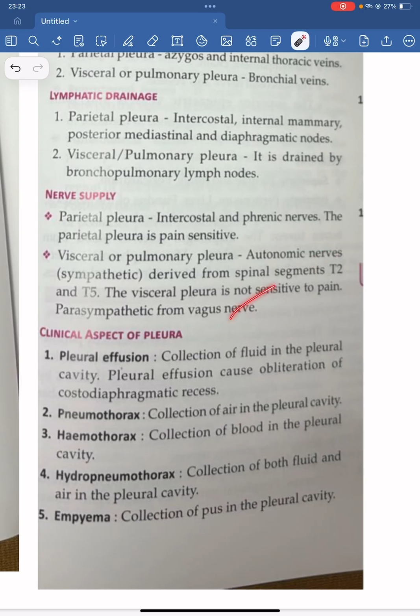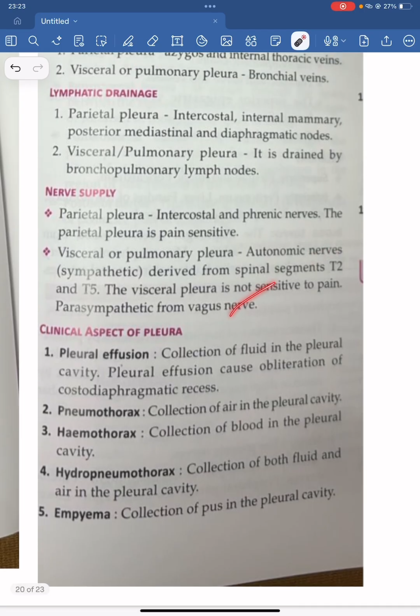Main thing, the clinical aspects: pleural effusion, pneumothorax, hemothorax, hydrothorax, empyema. Pleural effusion means a collection of fluid in the pleural cavity. Pneumothorax means air in the pleural cavity. Hemo means blood in the pleural cavity. Hydro means water in the pleural cavity. Empyema means a collection of pus in the pleural cavity.